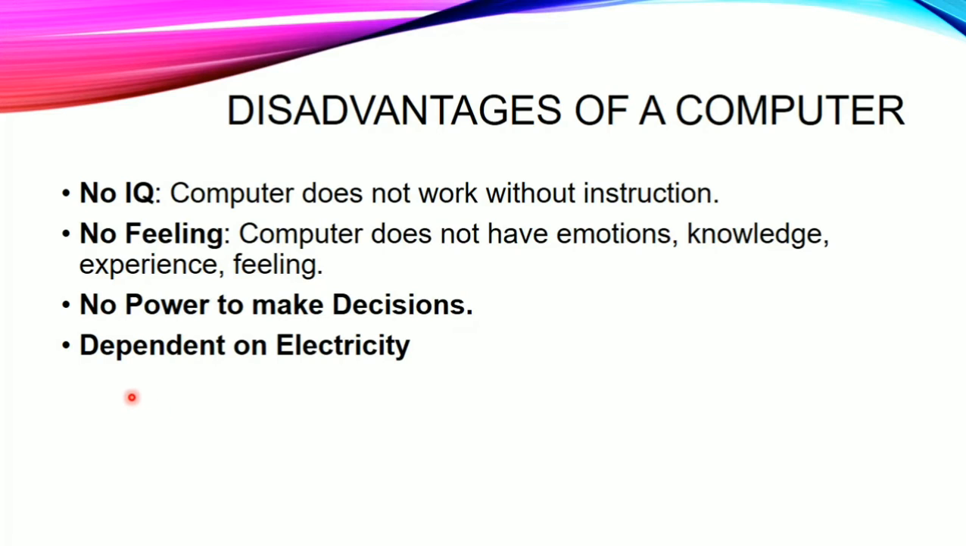Next is dependence on electricity. Because our computer is an electronic machine, that is the main reason why it is dependent on electricity. So these were some advantages and disadvantages of a computer. Now, before moving forward, there are a few things that you must know. Just now we have learned these three points: no IQ, no feeling, and no power to make decisions.